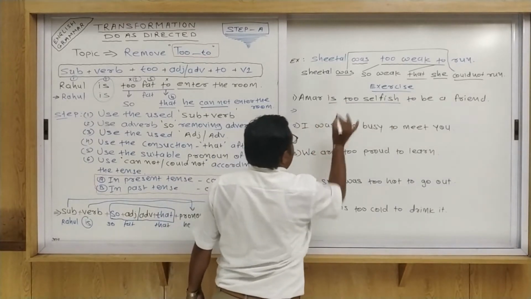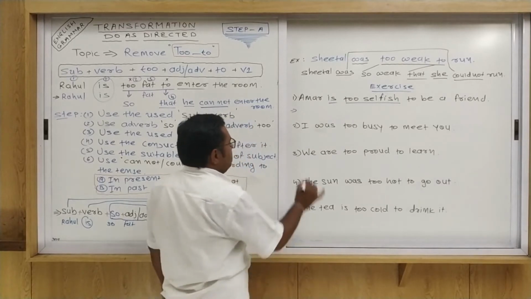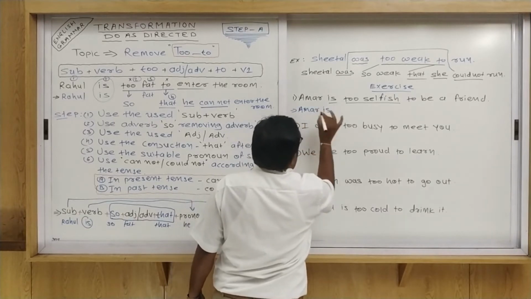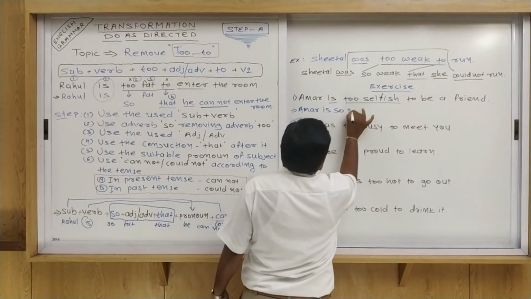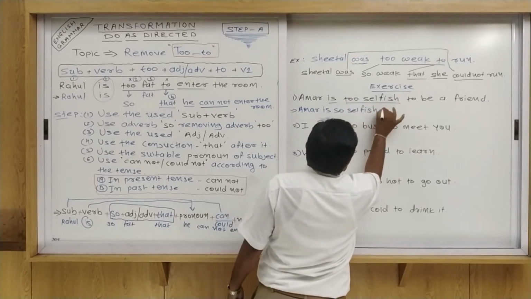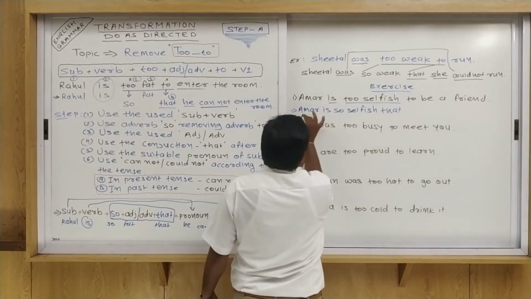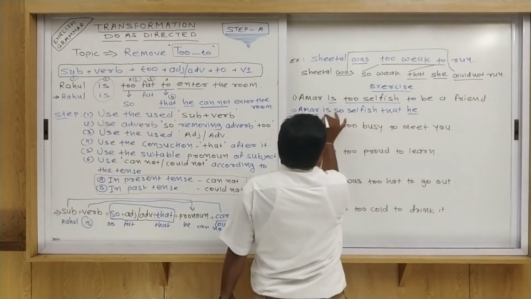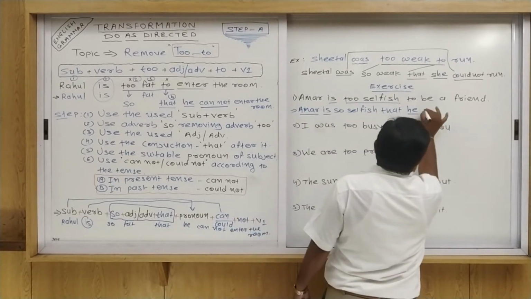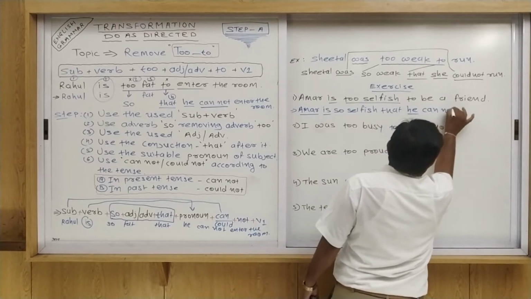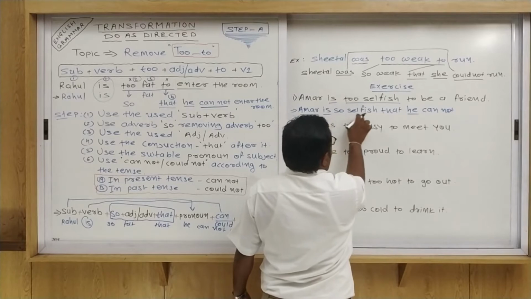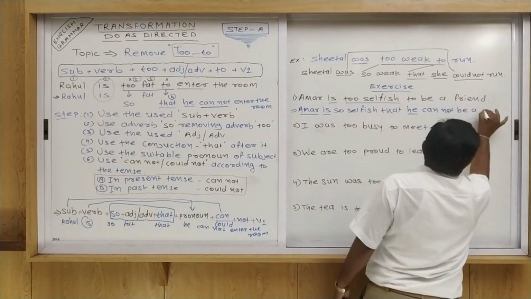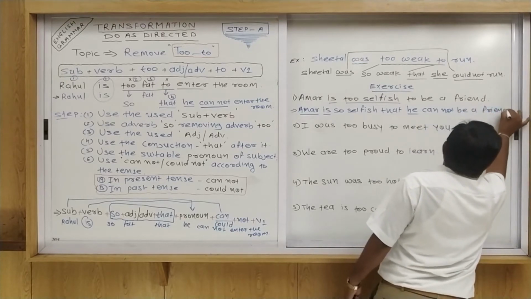Which tense is used here? Simple present tense. So we make it: Amar is so selfish that Amar, so we use the pronoun 'he'. It is simple present tense, so we take 'cannot'. Amar is so selfish that he cannot be a friend.